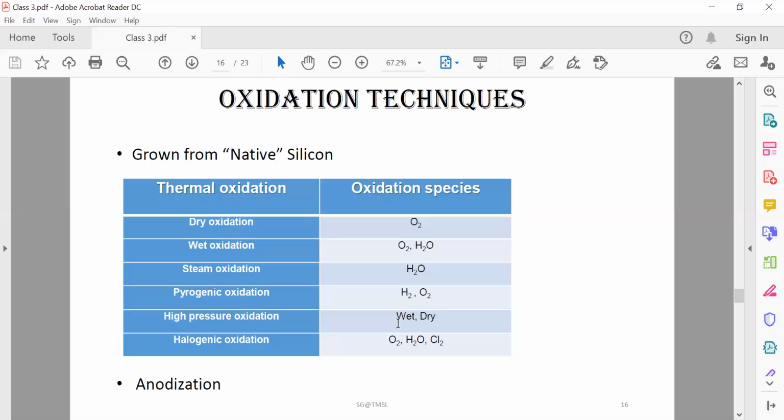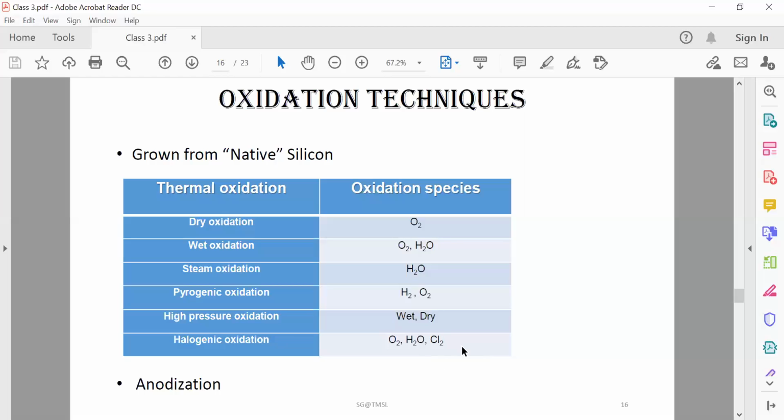But with high pressure oxidation, the growth rate will be very fast over a small time. You can get thicker oxide at high pressure. So these are the thermal oxidation techniques: dry, wet, steam, and high pressure. There is another technique called halogenic oxidation. Here some halogenic material, that is chlorine, is used, and it helps to purify the oxide.